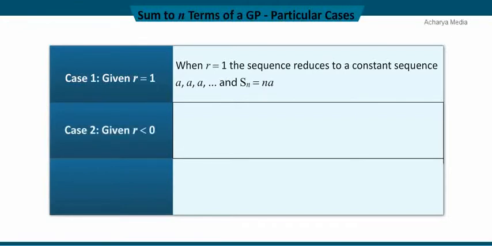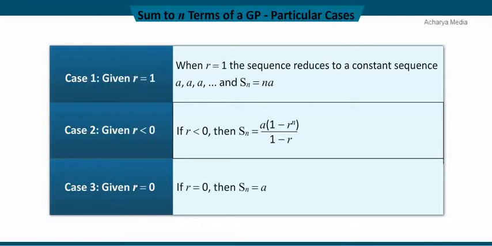Case 2. Given r is less than 1. If r is less than 1, then Sn is equal to a into (1 minus r to the power n) divided by (1 minus r). Case 3. Given r is equal to 0. If r is equal to 0, then Sn is equal to a.